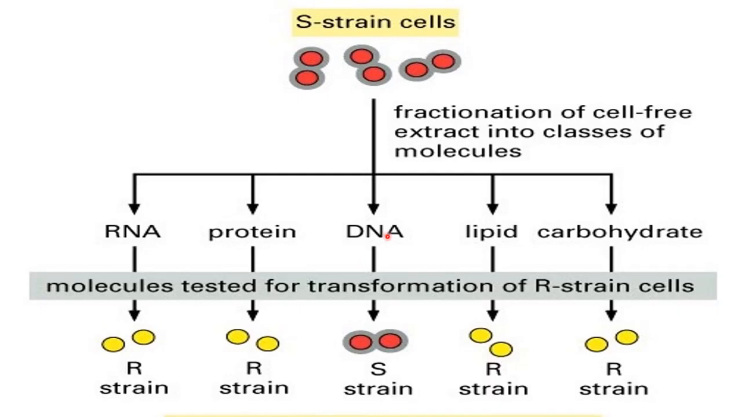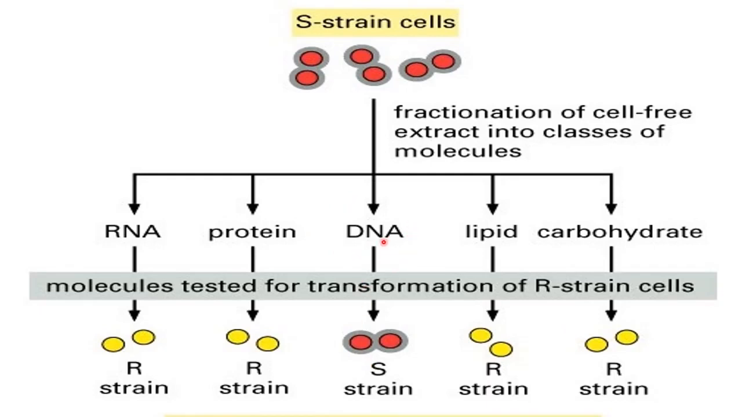In the next experiment, they took DNA, and DNA of S strain was mixed with the R strain of bacteria, and in this case they observed that there was transformation. Live S strain bacteria had been formed. So transformation was occurring when they took DNA from the heat killed S strain. Next, they repeated the same with lipid and carbohydrate also, and they observed that there was no transformation. So only in case of DNA they observed transformation.